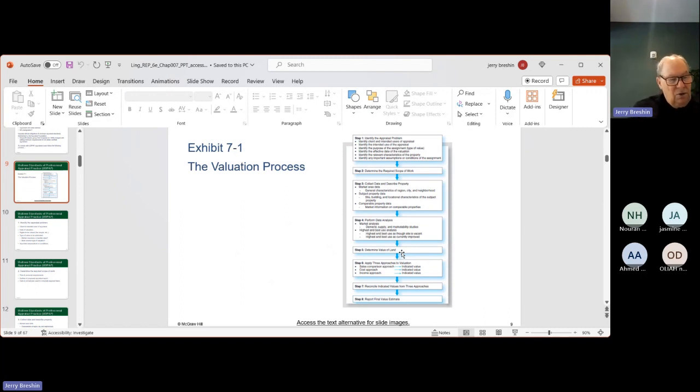Again, I don't consider it to be irrelevant, but being that we're not taking a course in how to become an appraiser, this is simply for your informational purposes. Step 3 and 4, just in passing, would be related to the market research discussion we had last week.